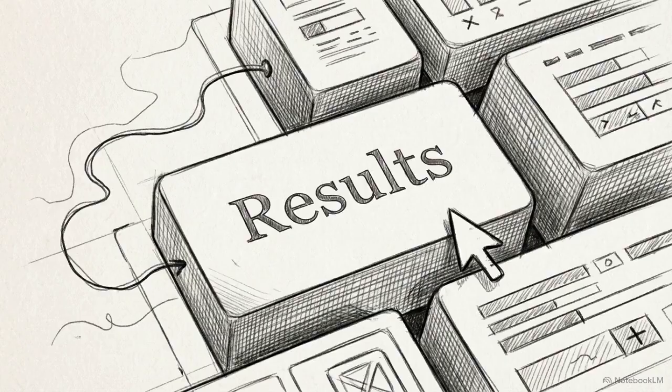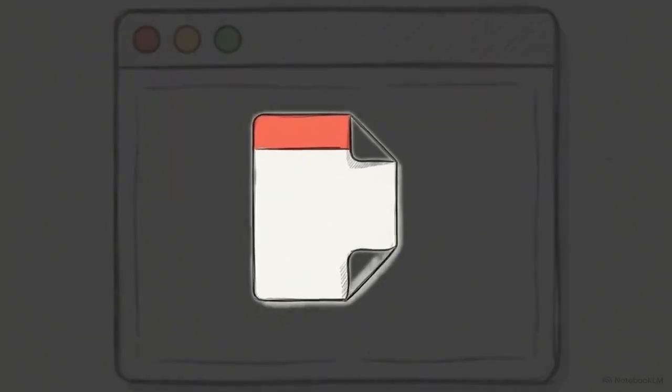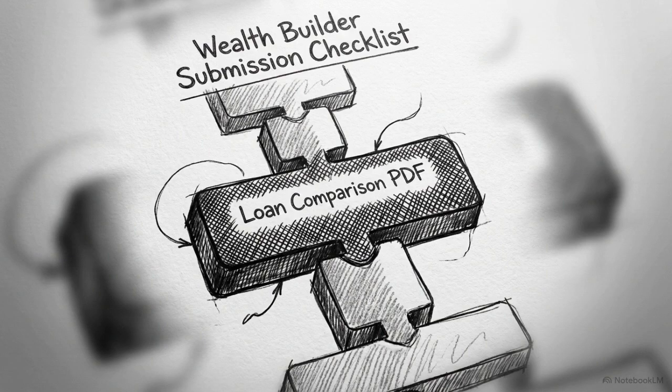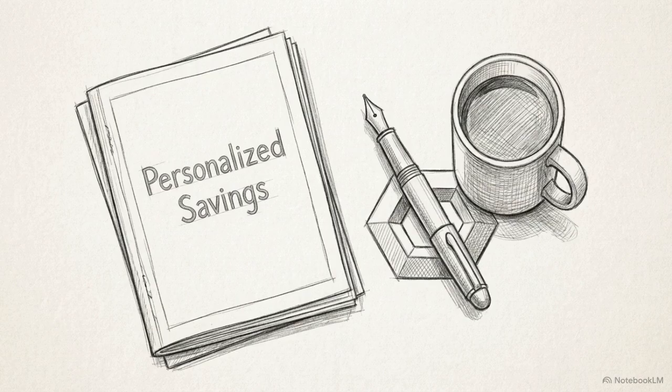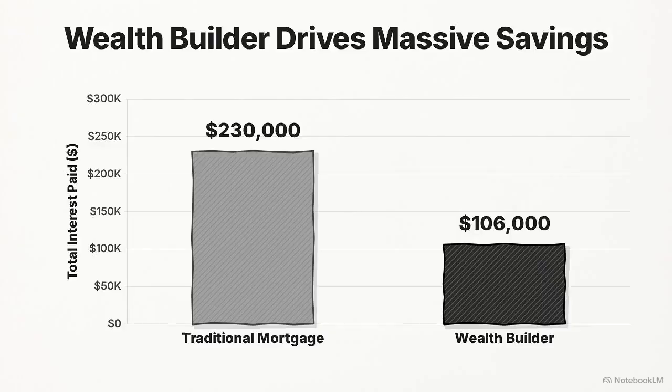The final step is capturing these results. Click the Print Page button at the top of the interface to generate and download a comprehensive PDF report. This export is explicitly required for compliance. You must include this full PDF with your initial underwriting submission package to successfully prove net tangible benefit. Beyond compliance, this document is formatted for immediate client use. It serves as a polished, professional presentation asset that clearly illustrates their personalized savings.